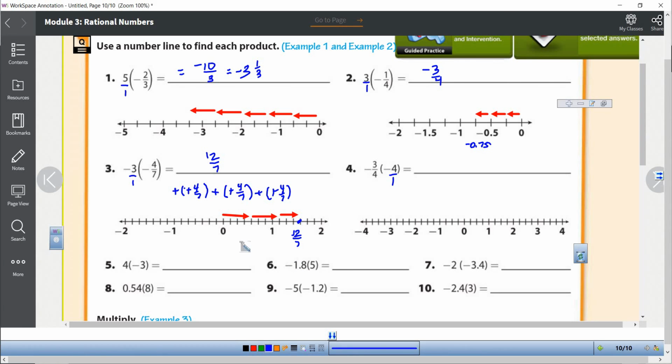Right? Okay. If you were doing it their way, you would make this the opposite of 3 times negative 4/7. So these arrows would go the other way. They would go that way, and then we'd simply flip the answer over. All right?